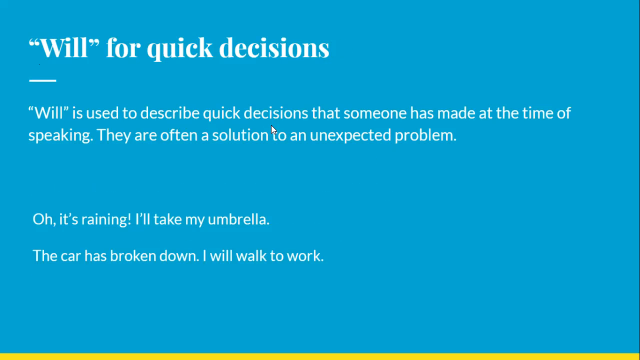Will is used to describe quick decisions that someone has made at the time of speaking. They are often a solution to an unexpected problem. Oh, it's raining, I will take my umbrella. You just look outside the window, and you decide on the spot, I will take my umbrella. The car has broken down, I will walk to work.